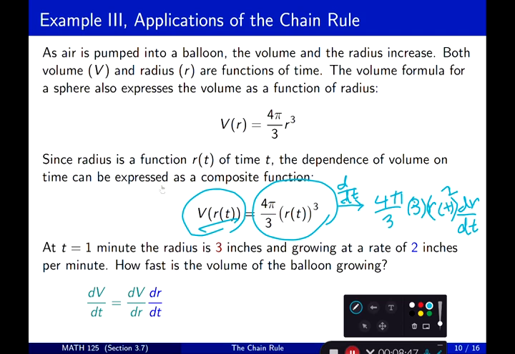If I take the derivative of this side, then I have to go back and reinterpret. What is dV/dr? Here dV/dr is 4π/3 times 3r squared, and then I have to keep the dr/dt. So on either side you pretty much arrive at the same value.